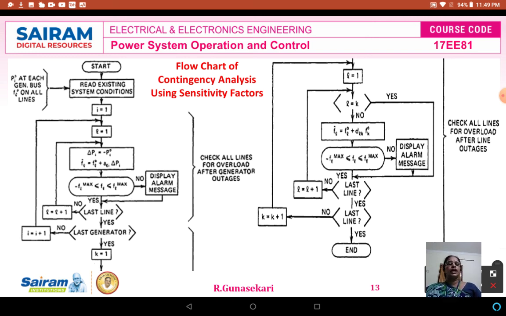Dear students, I hope that in this lecture video you clearly understood the concept of linear sensitivity factors, what the types of linear sensitivity factors are, and the algorithm steps for the flow chart.